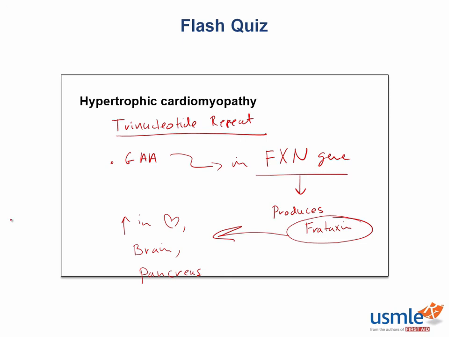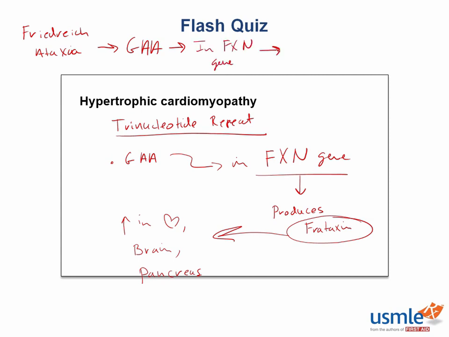So patients with Friedreich's ataxia will develop a cardiomyopathy as well as neurologic problems like ataxia and neuropathy, as well as diabetes from pancreatic cell destruction. Alright, just to review all that one more time, because this is all very high yield. Friedreich's ataxia is a trinucleotide repeat disease that results in the trinucleotide repeat GAA. Now this repeat takes place within the FXN gene, which is responsible for the production of frataxin.